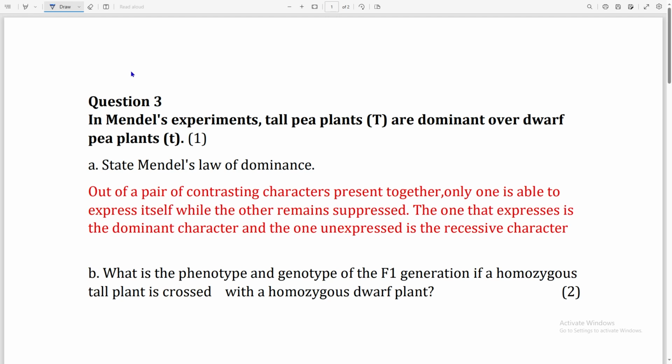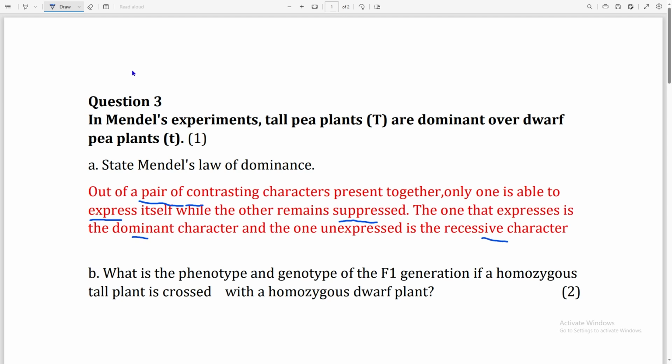In Mendel's experiments, tall pea plants are dominant over dwarf pea plants. State Mendel's law of dominance. Out of a pair of contrasting characters present together, only one is able to express itself while the other remains suppressed. Of a pair of contrasting characters, one is able to express itself whereas the other remains suppressed. The one that expresses is the dominant character, and the one unexpressed is the recessive character.